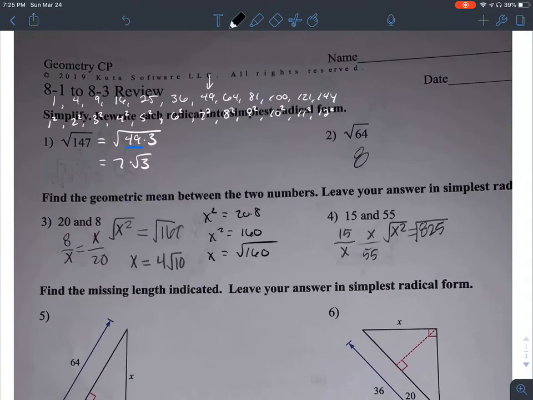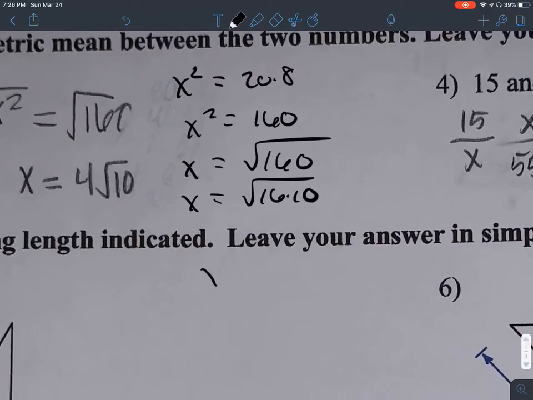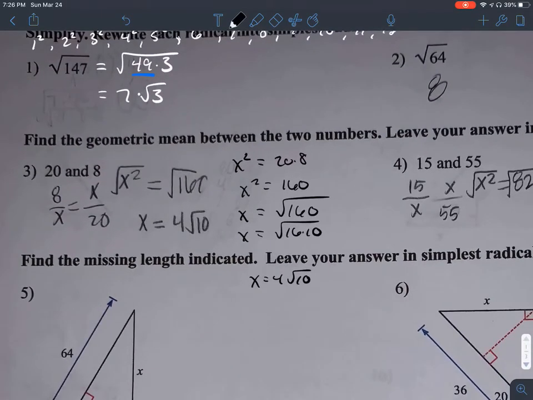Which of these perfect squares goes into it evenly? We want to choose the biggest one. No, no, no, no, no, no, no, no, yes. 16 goes into it evenly. It goes 10 times. The square root of 16 is 4. The square root of 10 is an irrational number. 10 has no factors that are perfect squares, so the answer is 4 square roots of 10.